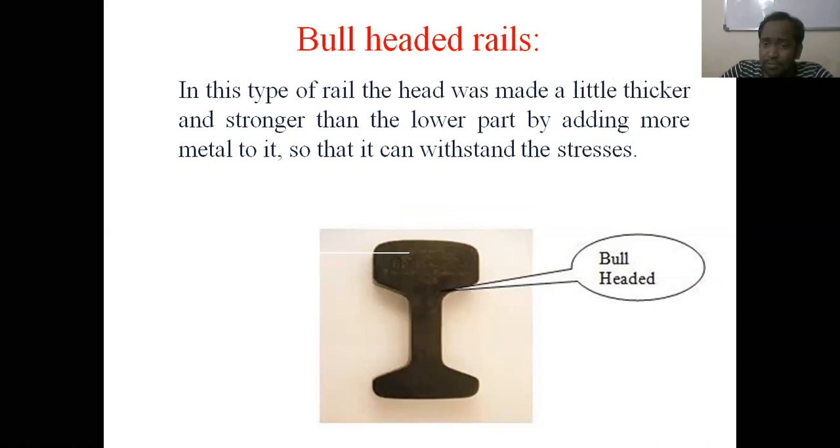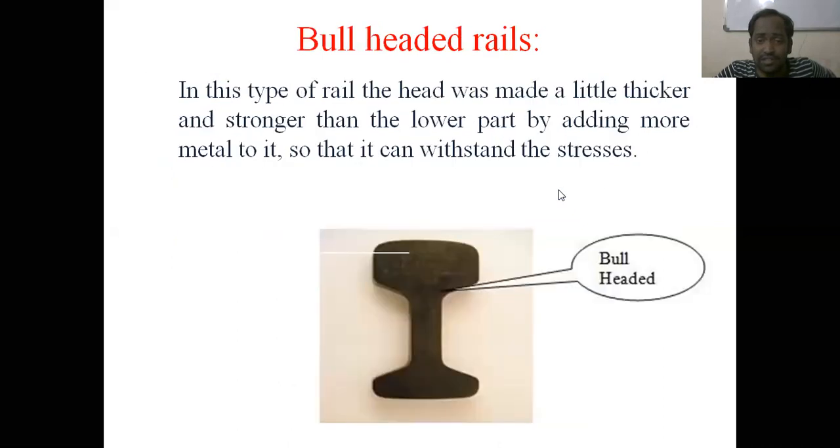So in this figure, you can see the bull-headed rail. Okay, now, from this figure, you can understand that the thickness of the head is somewhat higher than the thickness of foot. But in case of double-headed rail, the thickness of both head and foot are the same. But here, thickness of head is high and the thickness of foot is somewhat low compared to the thickness of head. So such rails are called as bull-headed rails.